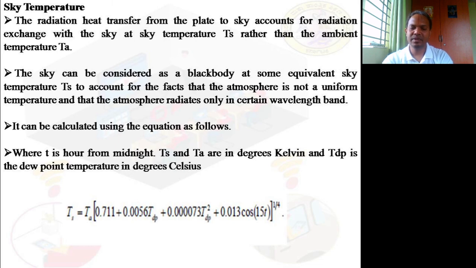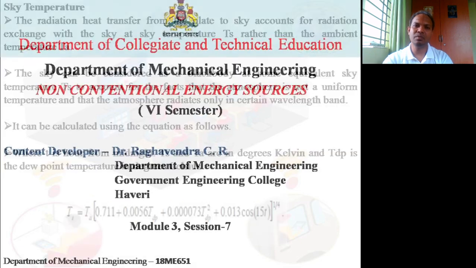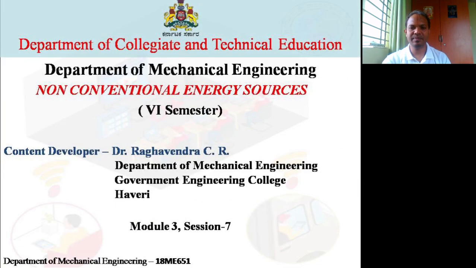Now this is the fourth-order relation. This is how we can find the sky temperature. The dew point temperature we can find easily. There are instruments available to measure the dew point temperature. This is all about sky temperatures.